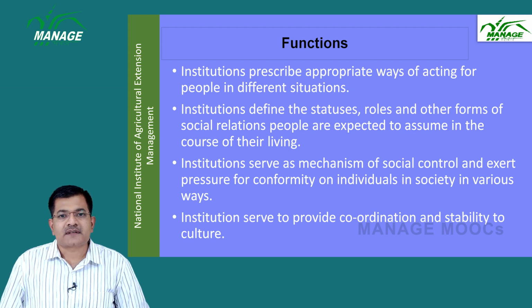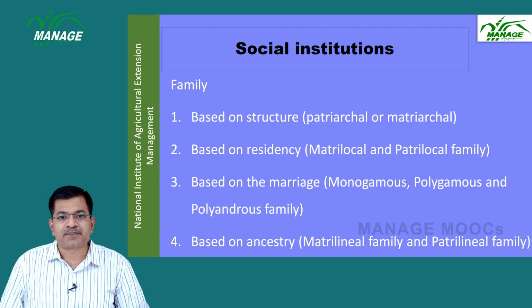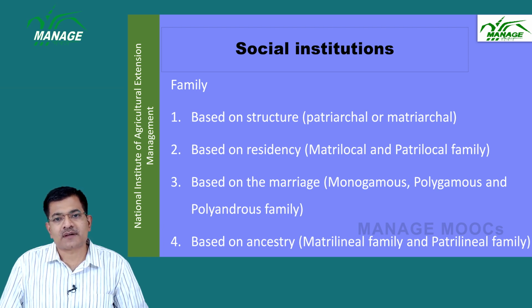Coming to one of the important basic social institutions, as we mentioned already, the family. The family institution is based on several different types. One is the structure of the family, which is defined either by the patriarchal or the matriarchal family. And also sometimes the family is decided by the residency, that is the matrilocal and the patrilocal, where the married boy goes to a girl's house or a married girl goes to a husband's house. And based on the marriage, sometimes the monogamous, polygamous and polyandrous family situations are there, where a woman or a man will have multiple spouses, and this defines the social institution in a family.